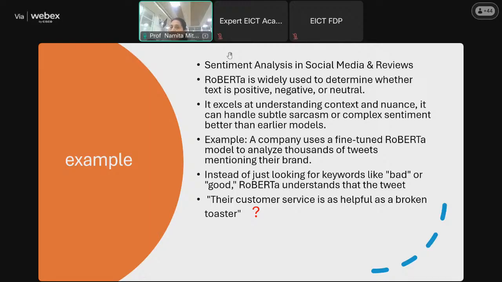And similarly, we have negation handling. If I say it is very good, it is not very good, it is not good, all three sentences are conveying different meanings. It is very good means it's positive. It is not very good may be neutral. And it is not good is negative. So not is a negation handling.